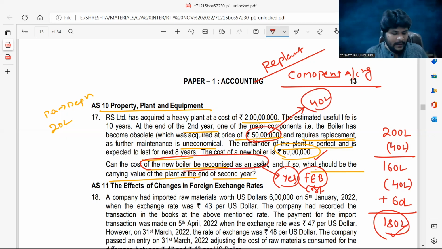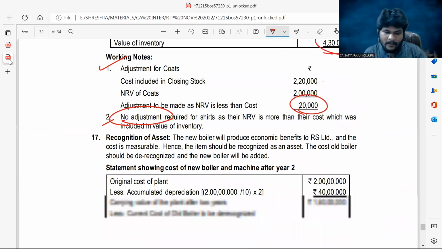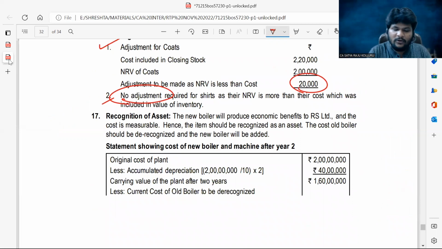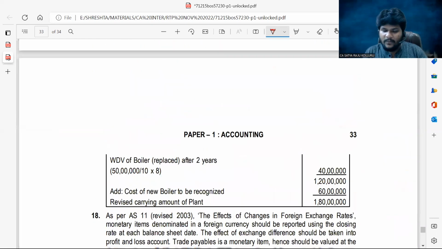That's it. Now let me cross check the answer with my RTP here itself. First, they are talking about the provisions of recognition of an asset. It has the capability to generate certain economic benefits to the entity, and the cost should be measurable. Hence, the item should be recognized as an asset, and the cost of the old boiler should be derecognized and the new boiler will be added. So ultimately, the revised carrying amount was 180 lakhs.